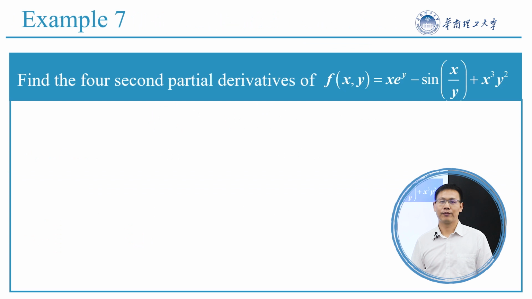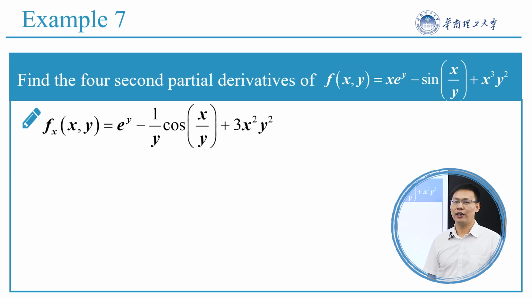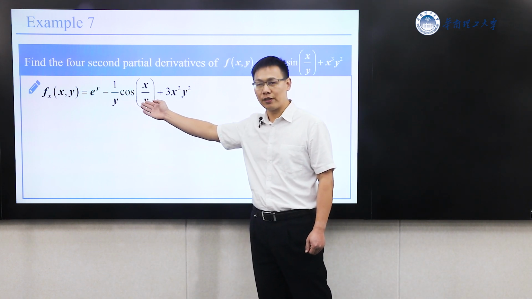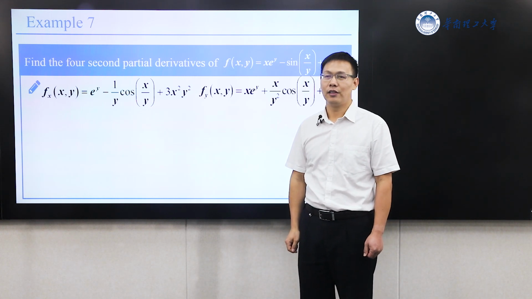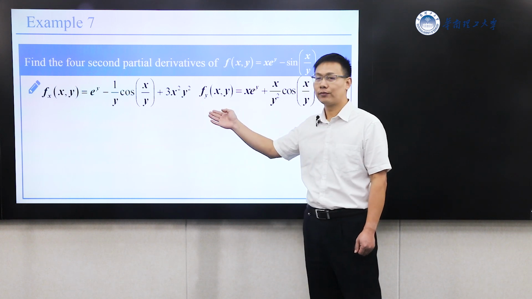Example 7. Find the four second order partial derivatives of f(x,y). We first find the partial derivatives with respect to x and y. By the derivation rules, fixing y as constant, we obtain fx as this term, and fixing x as constant, we obtain fy as this expression.